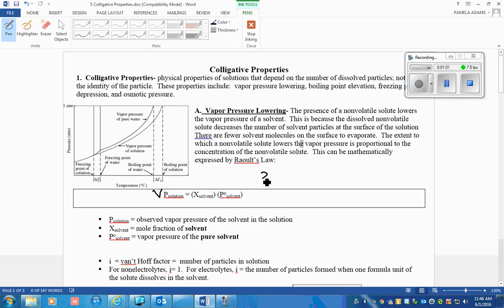Let's recall that the mole fraction is equal to the moles of one portion of the solution to the total number of moles. And in the past, we have used the moles of the solute. Now we're using the moles of the solvent over the total moles of the solute plus the solvent.